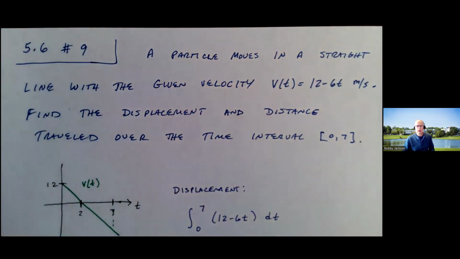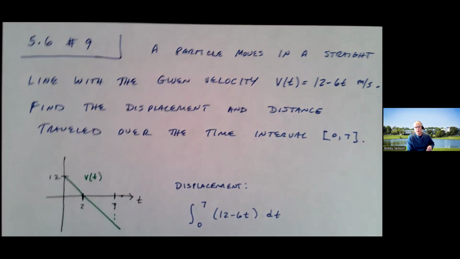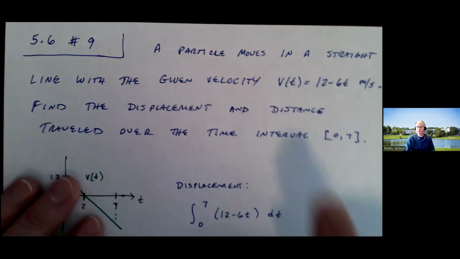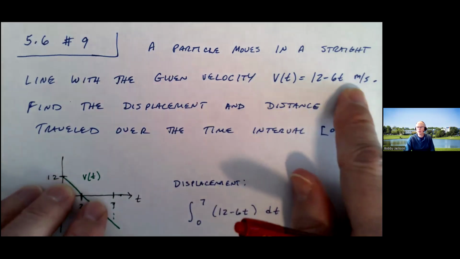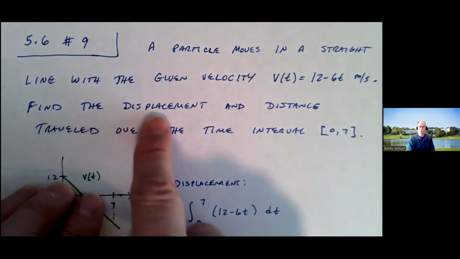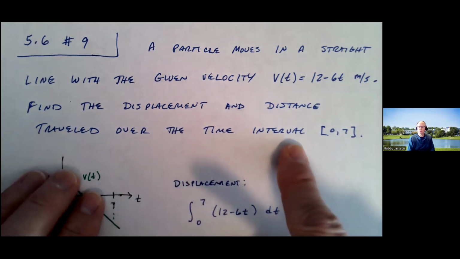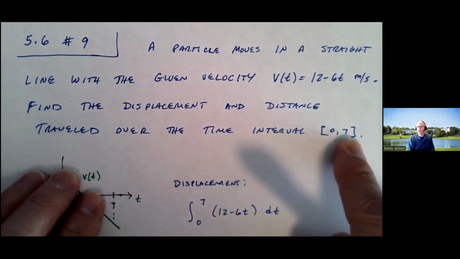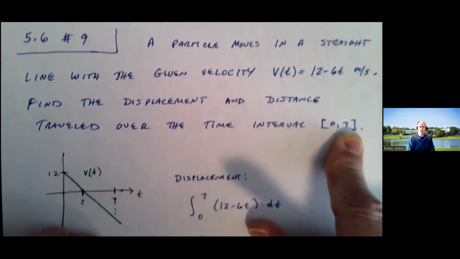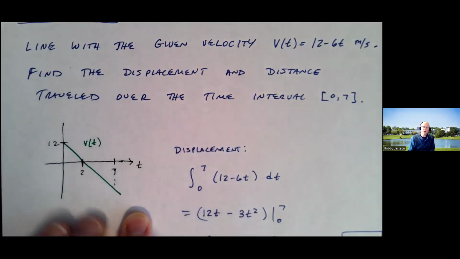All right, we're going to look at number 9 in section 5.6. A particle moves in a straight line with the given velocity of 12 minus 6t meters per second. Find the displacement and the distance traveled over the time interval from 0 to 7 seconds. That's what that means. So I just graphed our function to help us out here, right?